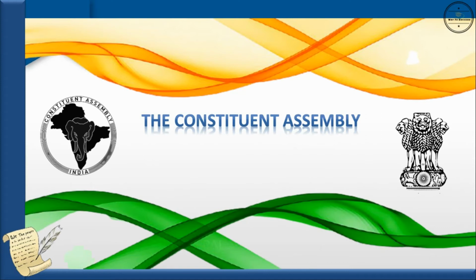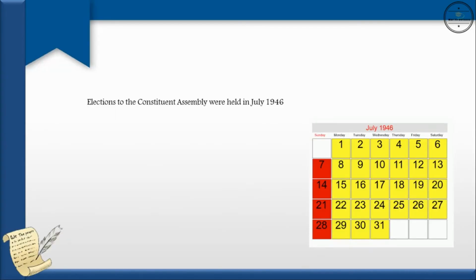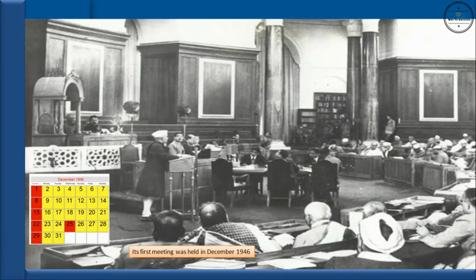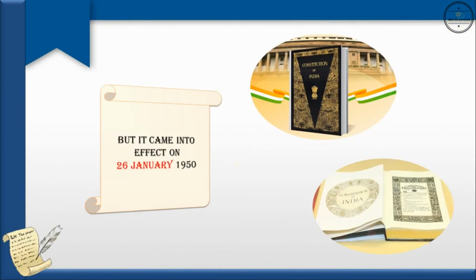The Constituent Assembly. The Constituent Assembly was a body of elected representatives which drafted the constitution of our country. Elections to the Constituent Assembly were held in July 1946. Its first meeting was held in December 1946. The Constituent Assembly adopted the Constitution on 26 November 1949, but it came into effect on 26 January 1950.